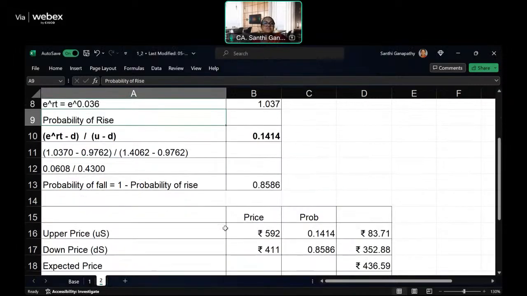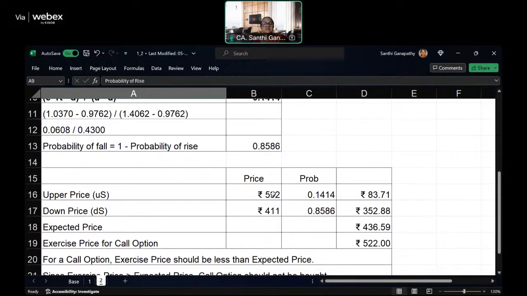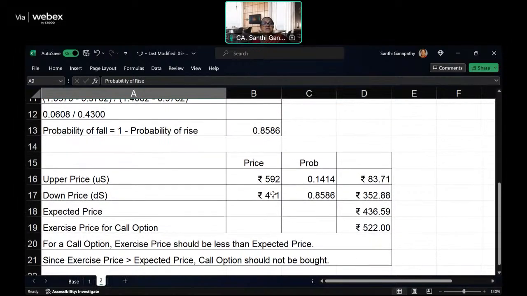Now, once we have the upper price, we found the probability. So similarly, we can find the expected price. Now it's a call option, so you want the exercise price to be lower than the expected price. That is not the case here. Therefore, the call option cannot be bought. That is your conclusion.